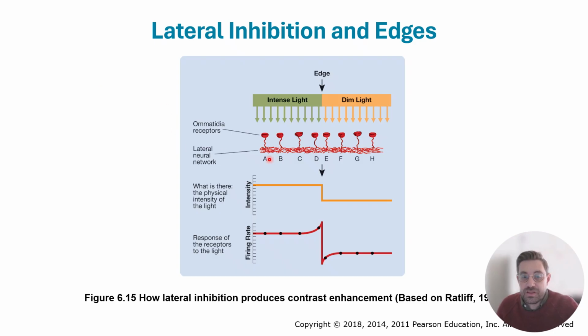Here's just another image of lateral inhibition going on at edges. You can see that the intense light is going to cause a lot of inhibition to the dim light. So when these cells get activated over here, they will inhibit these cells over here. Less so going this way because there's less light from this direction. And so you end up getting this pattern where it actually looks darker. It fires less on the dim side, and it looks brighter. It fires more on the bright side. So we've enhanced this edge because of the inhibition going in both directions.